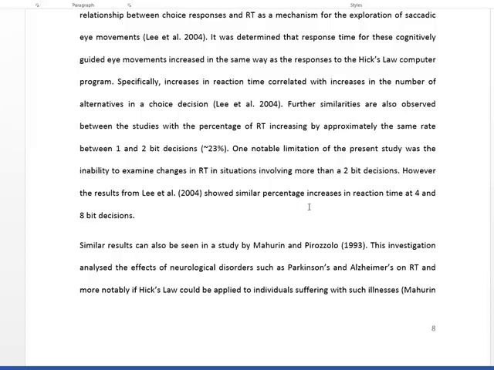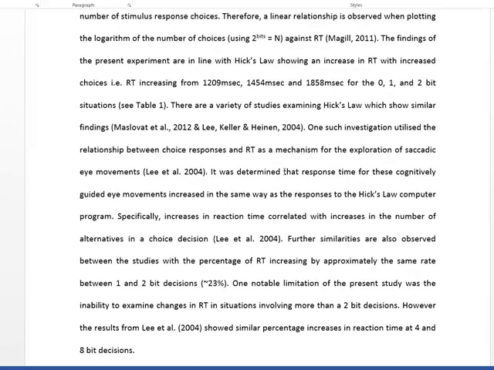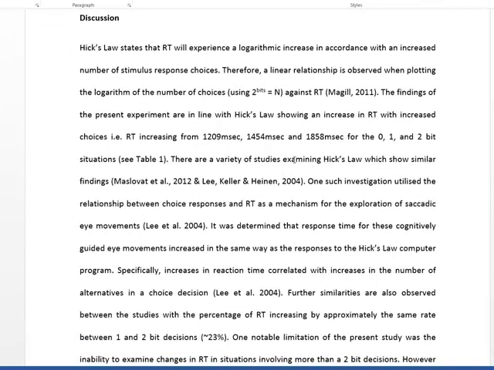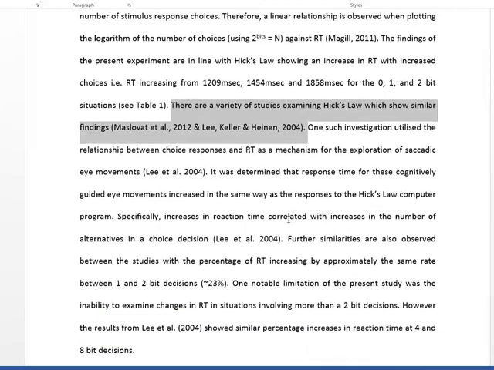The next thing we've got is demonstrating links between the findings. This is probably one of the hardest sections to talk about because you can demonstrate links in a variety of different settings. The first link, if we look at this right here, that's actually a linking statement between my results that I've got up here. This is above it, I'm talking specifically about my results, but below it, I'm talking about someone else's results. So there are a variety of studies examining Higgs law which show similar findings. One such investigation is da da da. Straight away, that's a link between my two statements.